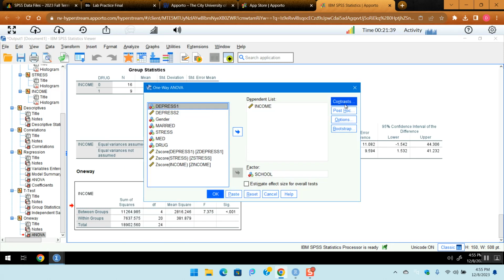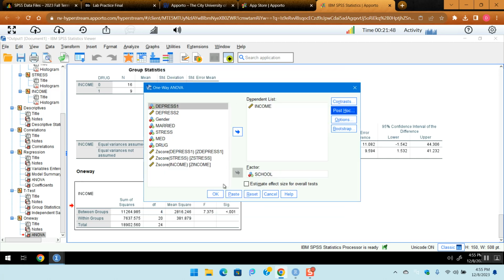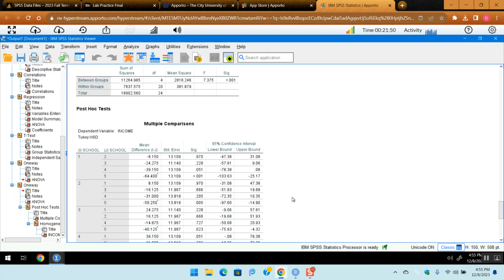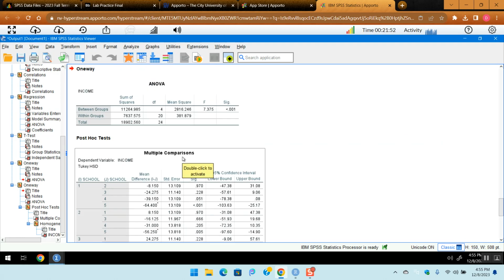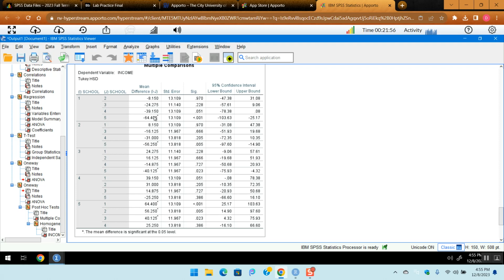Okay, that's good. Now here under post-hoc, you want to check off the first one, Tukey. So make sure you go to post-hoc, check off Tukey, and hit OK. And anywhere you see an asterisk means a significant difference. So here it's between group 1 and group 5.